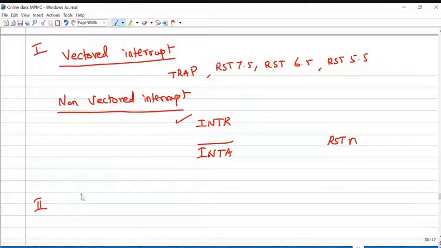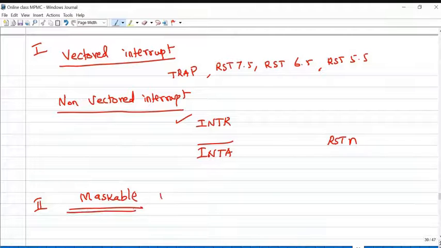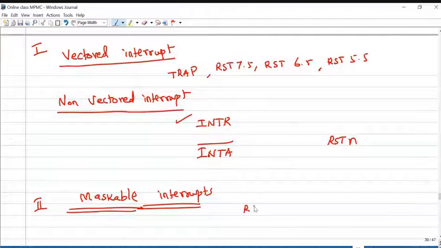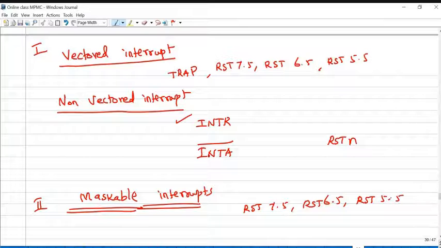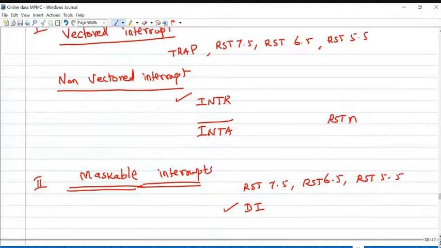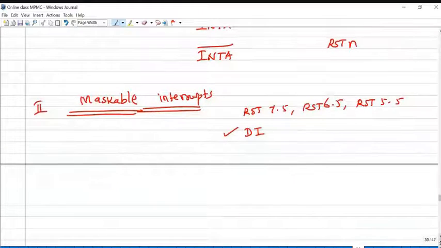And another classification: maskable and non-maskable. Maskable interrupts: RST 7.5, RST 6.5, RST 5.5. These are all maskable interrupts. So we can disable these interrupts with the help of the DI instruction. DI is a 1 byte instruction. If you execute this DI instruction, all these interrupts will be disabled.